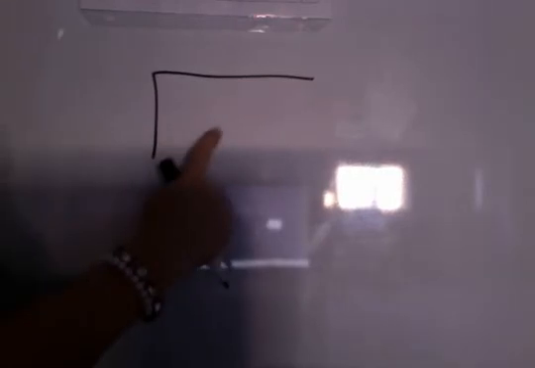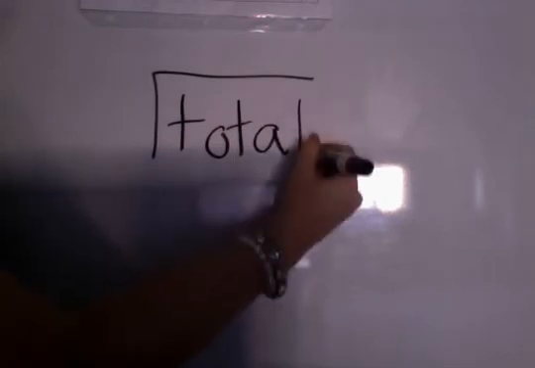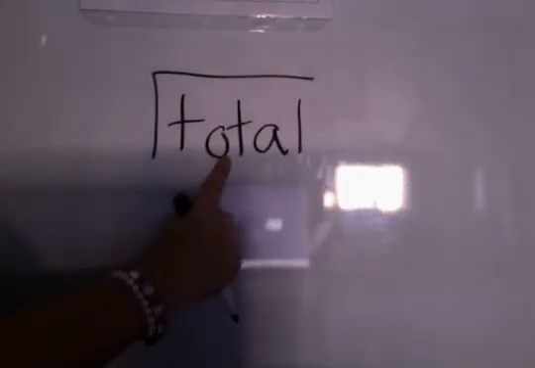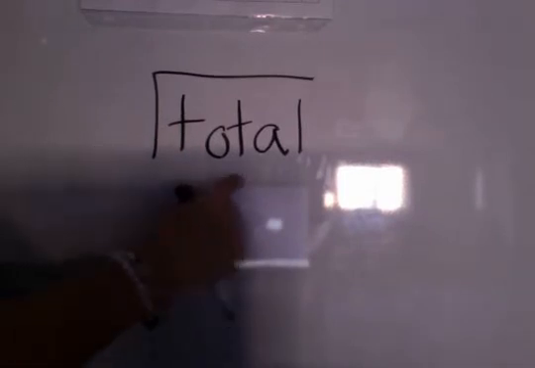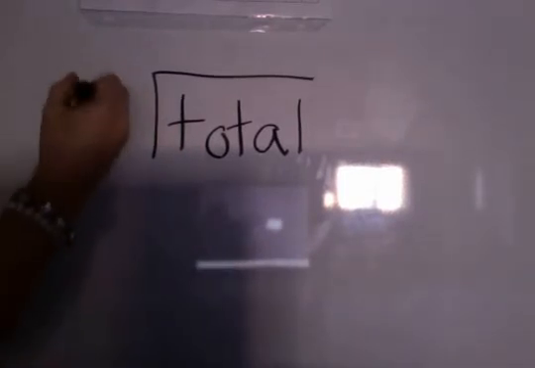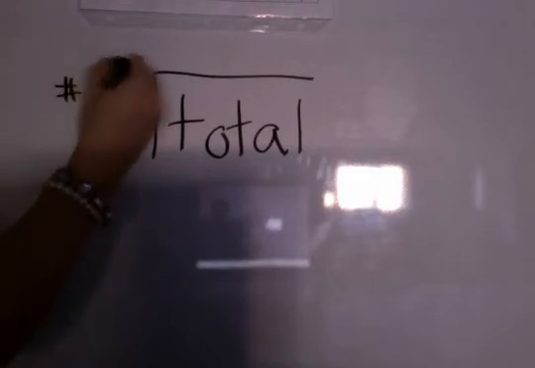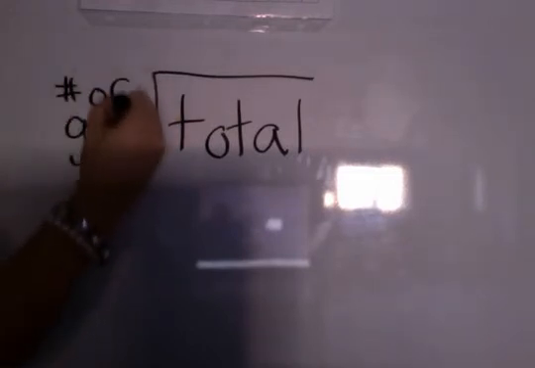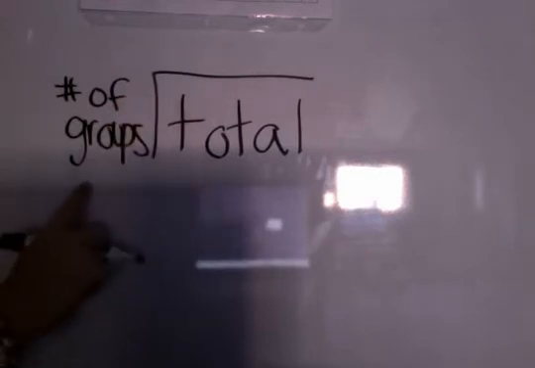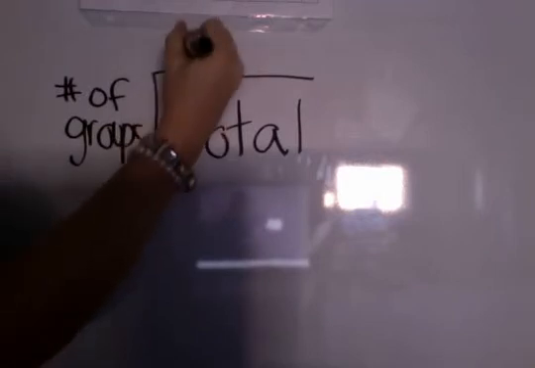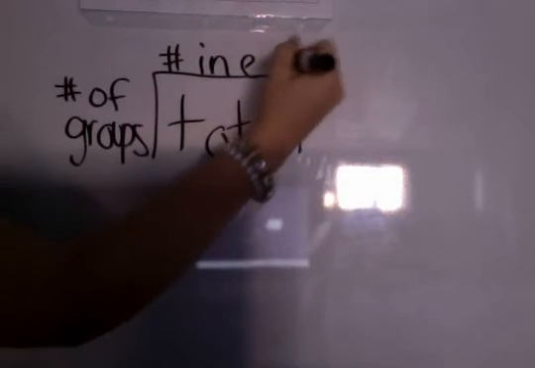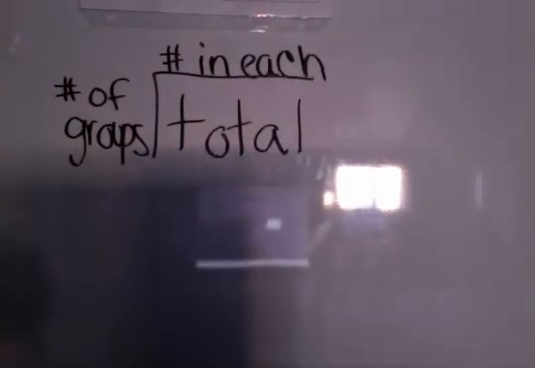What's inside here is your total. T-O-T-A-L. Your total number of objects divided by, so we read it from inside out, divided by this number, your number of groups. Okay? So total divided by your groups, and your quotient goes up top here. So this is the number in each. It goes right up top.